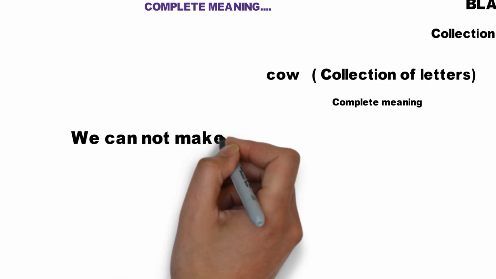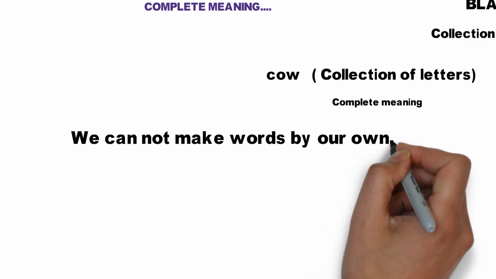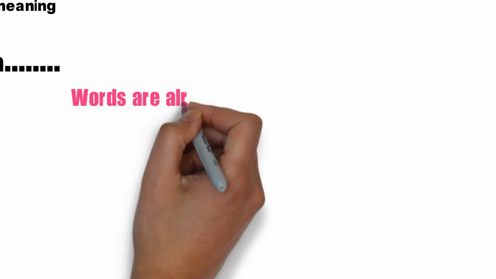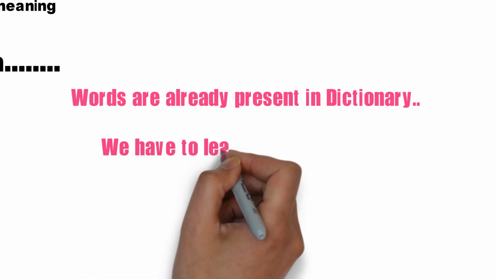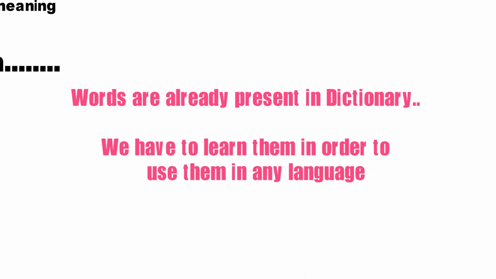After watching these examples, we can conclude that we cannot make words on our own. We have to go to the dictionary and learn the words already present in it. We have to learn them in order to use them in any language we want.